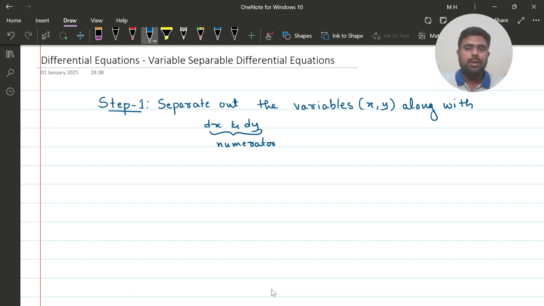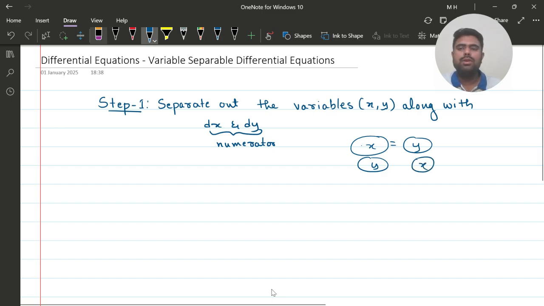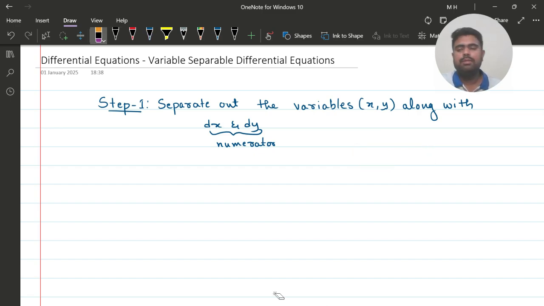What do you mean by separate out? In the equation, towards one side if we have x terms we should have only y terms here. If we have y terms here, then we should only have x terms here. So we are going to separate out the x and y terms like this.